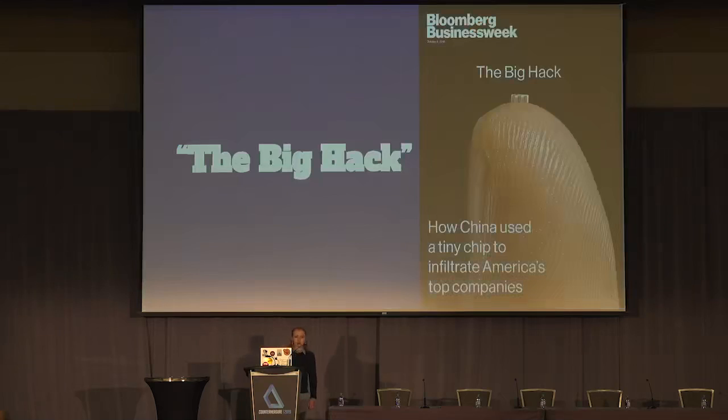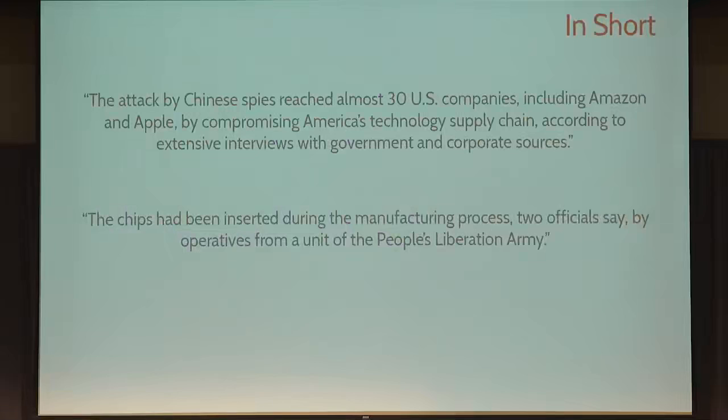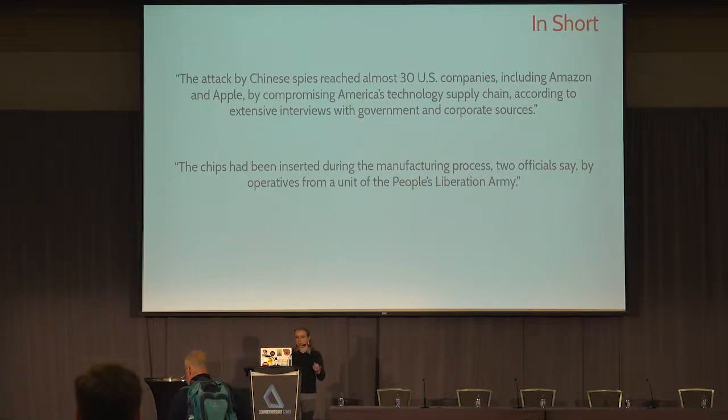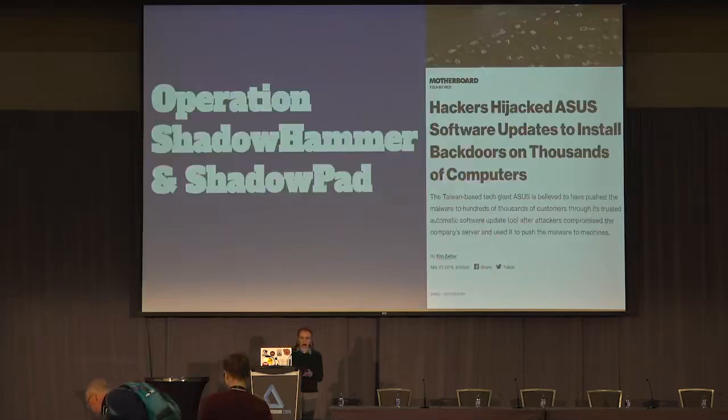So to recap on some attacks that have happened in the past, my slides differ a little bit from this, but we have the big hack that happened recently, so everyone heard about it. I was attacked by, ideally, Chinese spies reaching across many, many companies. And the idea was that they were backdoored at manufacturing time. All right, so everyone's heard about this one. And theoretically, it was easy to detect.